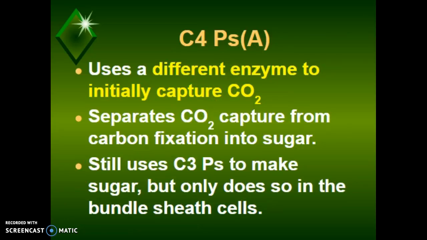Specifically C4, the biggest difference is that it's going to use a different enzyme. It's not going to use Rubisco. It's going to use PEP Carboxylase instead of Rubisco. So it's going to separate the CO2 capture from the carbon fixation to sugar. It's going to geographically move it apart. So that what was one step in C3 photosynthesis becomes C4 photosynthesis. Notice it's still going to use C3 to make sugar, but only in the bundle sheath cells.